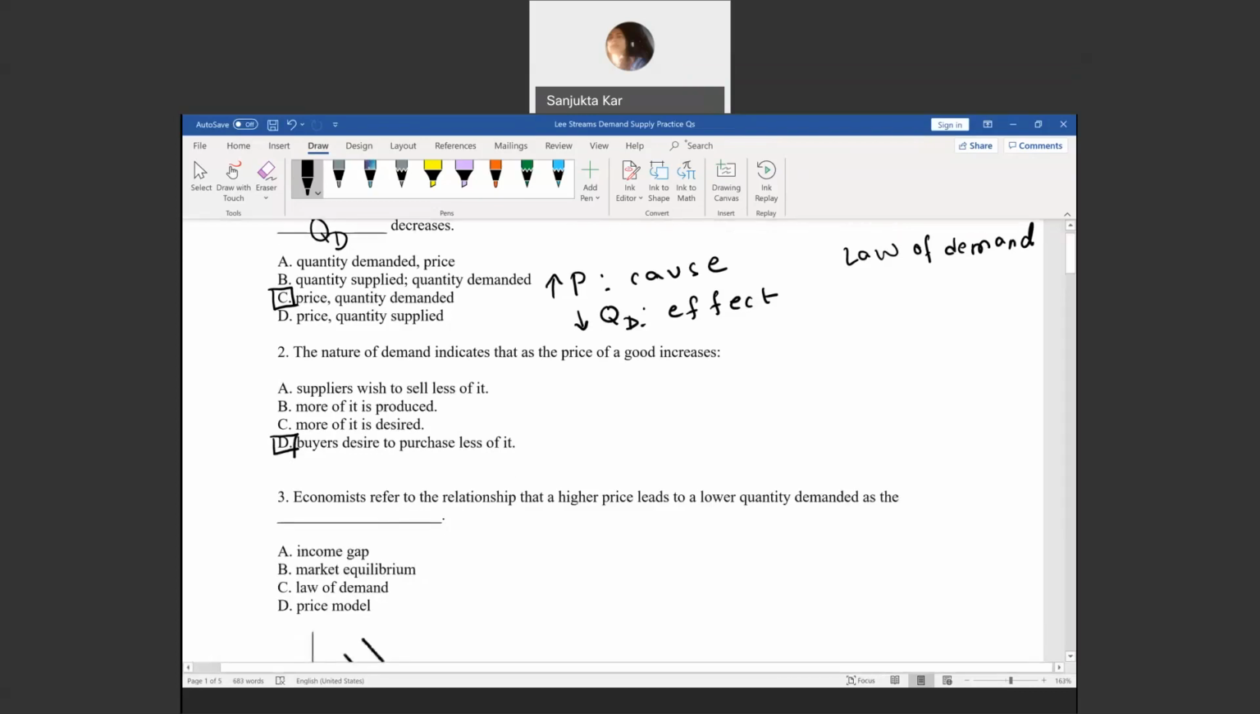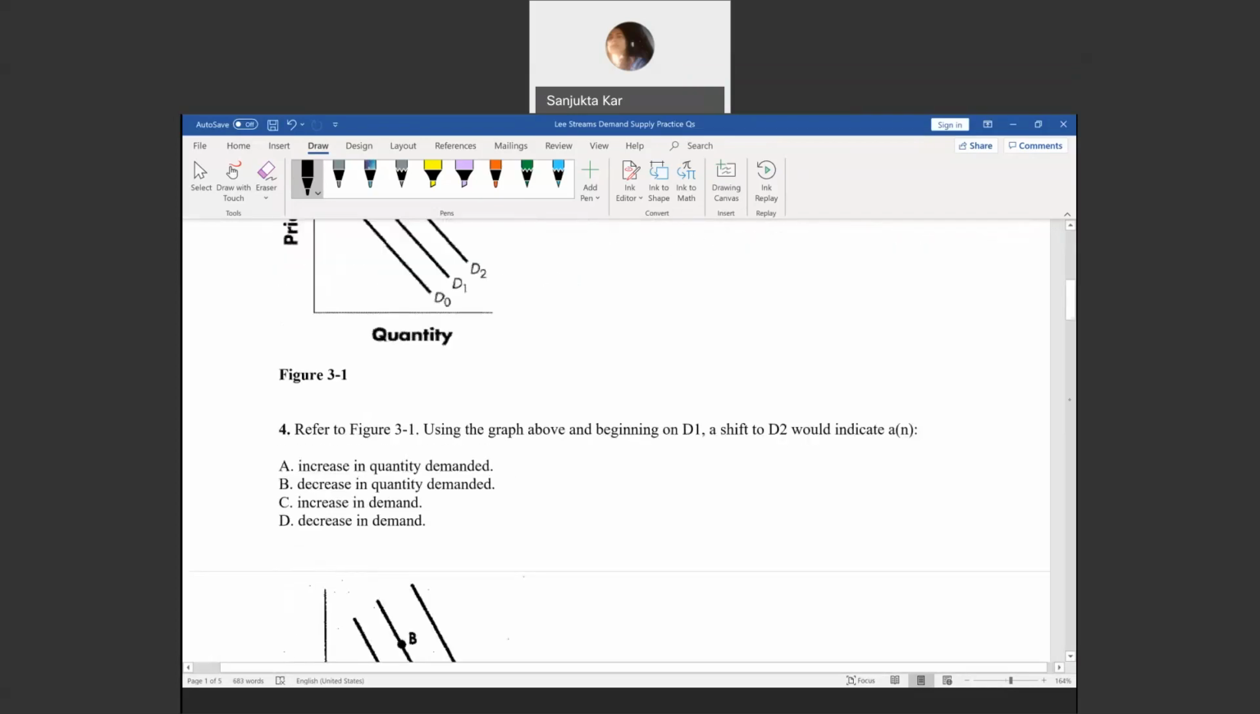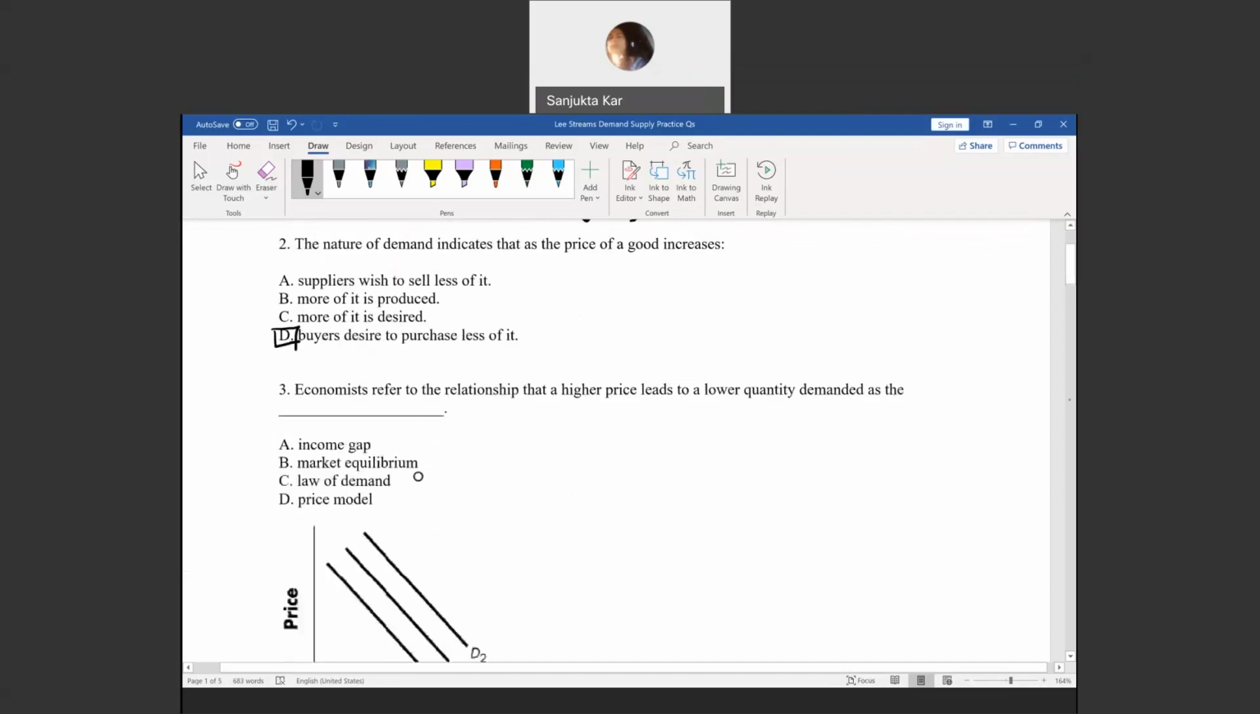Question 3. Economists refer to the relationship that a higher price leads to a lower quantity demanded. This is called the law of demand.